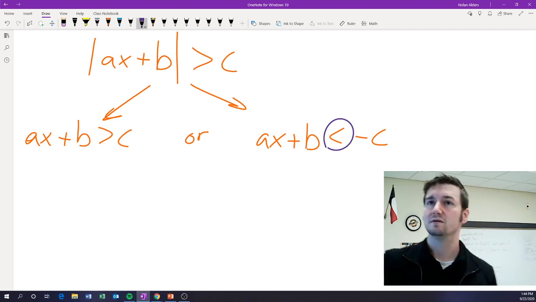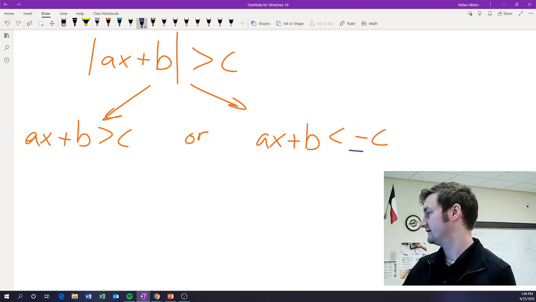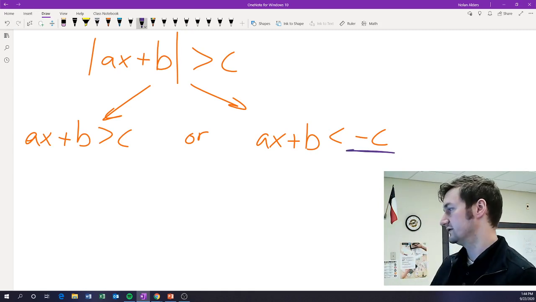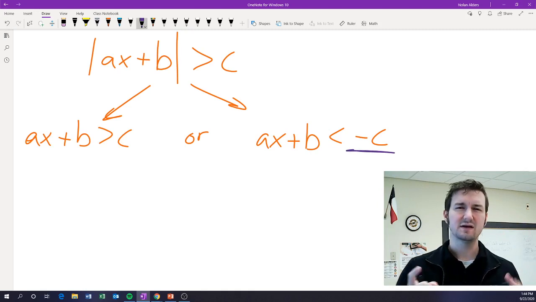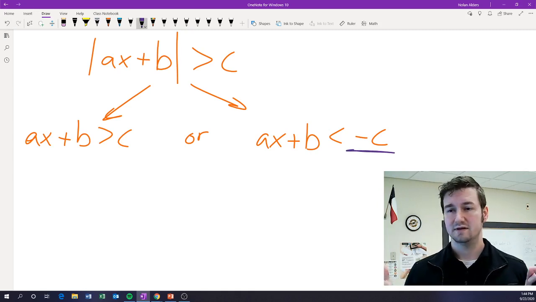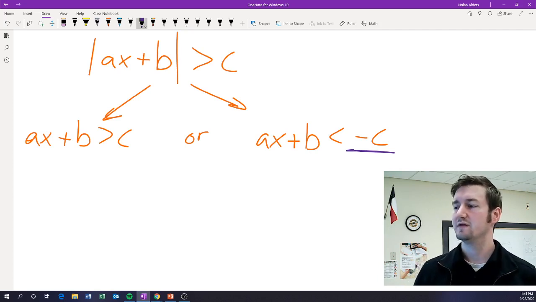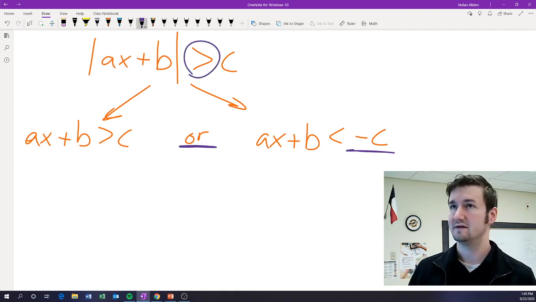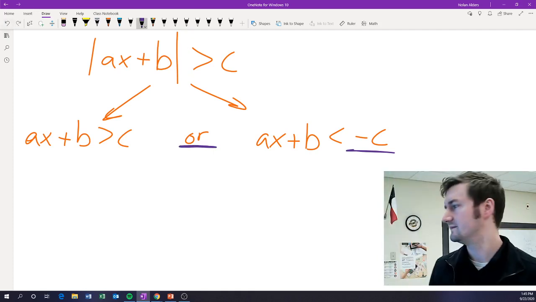And then also we negate the right side of the equation, opposite of the absolute value bars. So we'll make that side negative, just like we did with the absolute value equations. So it's exactly the same. The only thing we're adding in that's a little bit different is the "or" or the "and," depending on whether or not the original is a greater than or a less than, which we'll have in our notes.